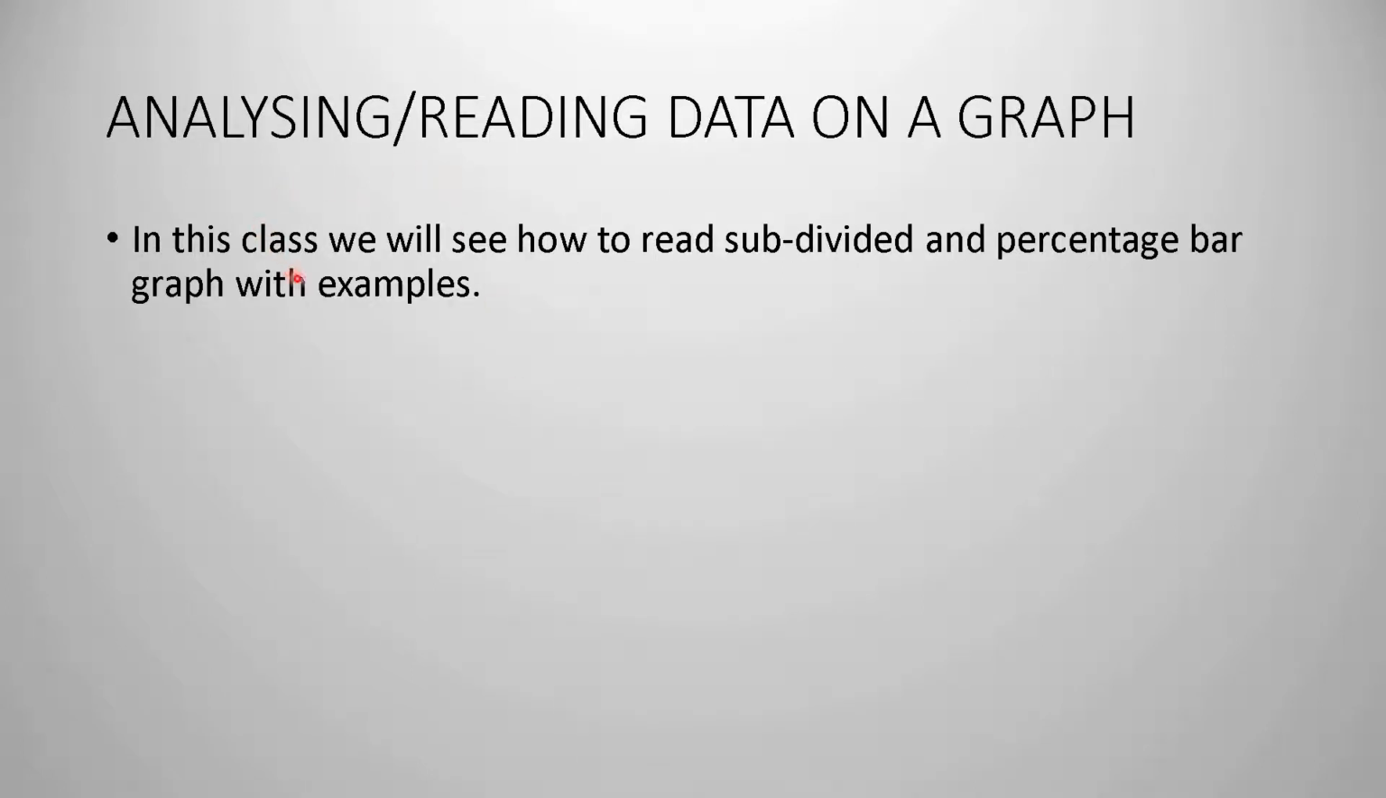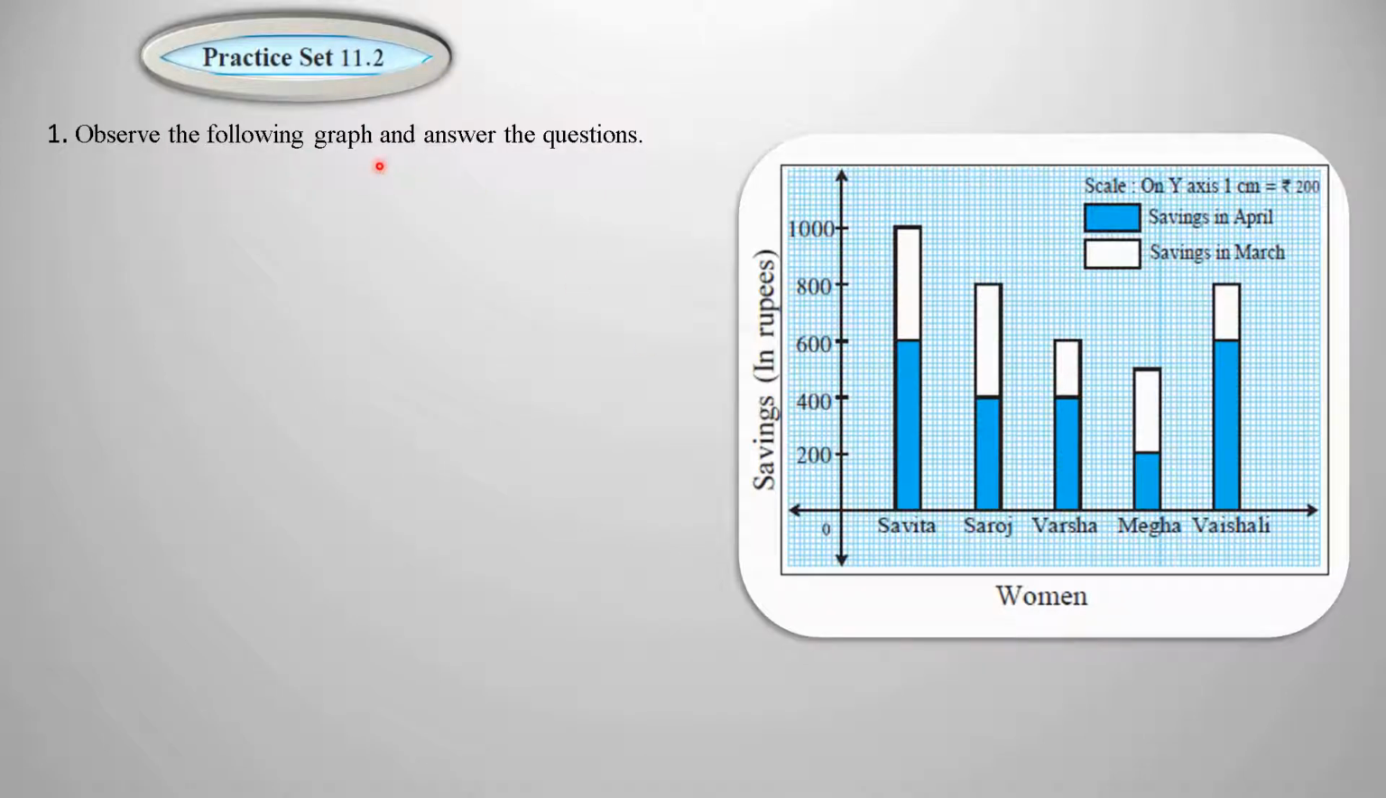In this class, we will see how to read subdivided and percentage bar graphs. Practice set 11.2. Observe the following graph and answer the questions. So this is a graph given, and observing this graph, we have to answer the questions. First is, state the type of graph. Clearly, by looking at the graph, we can see that this is a subdivided bar graph.